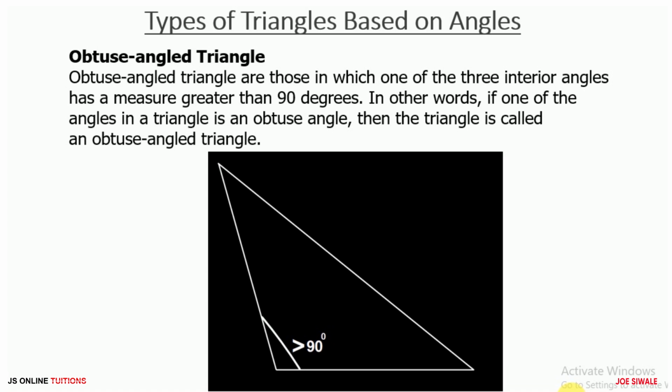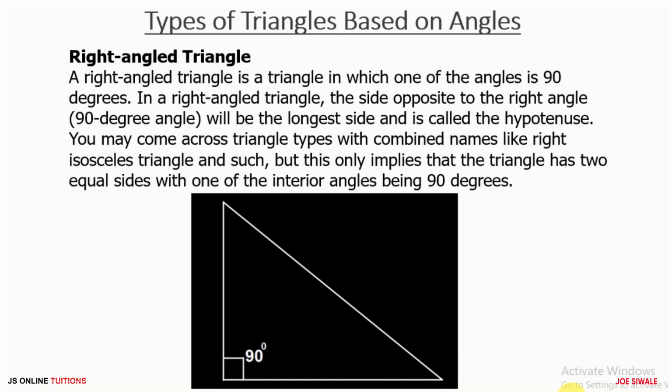Obtuse angled triangle. Obtuse angled triangles are those in which one of the 3 interior angles has a measure greater than 90 degrees. In other words, if one of the angles in a triangle is an obtuse angle, then the triangle is called an obtuse angled triangle. Right angled triangle. A right angled triangle is a triangle in which one of the angles is 90 degrees. In a right angled triangle, the side opposite the right angle, which is 90 degrees, will be the longest side and is called the hypotenuse.